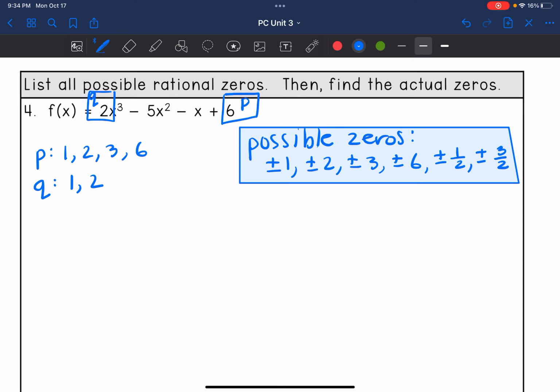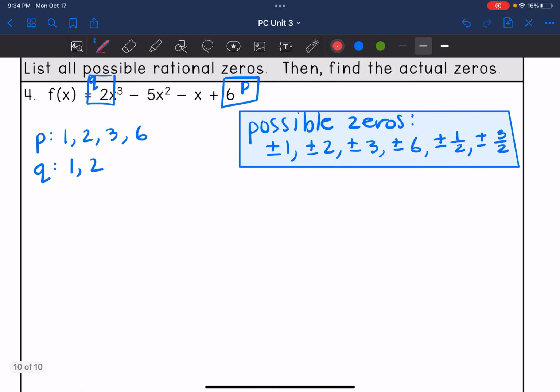So the way we're going to do that is the factor theorem that we did on Friday. So if it is a true factor, I should be able to divide by that number and get a remainder of 0. If I get a remainder that's not 0, then it's not a real factor. So I'm just going to start from the beginning of the list, and let's try 1.